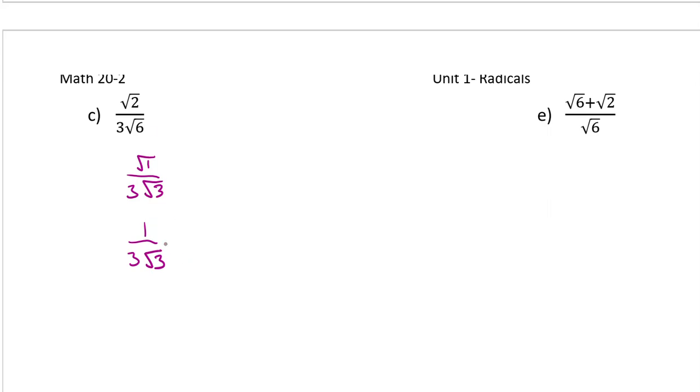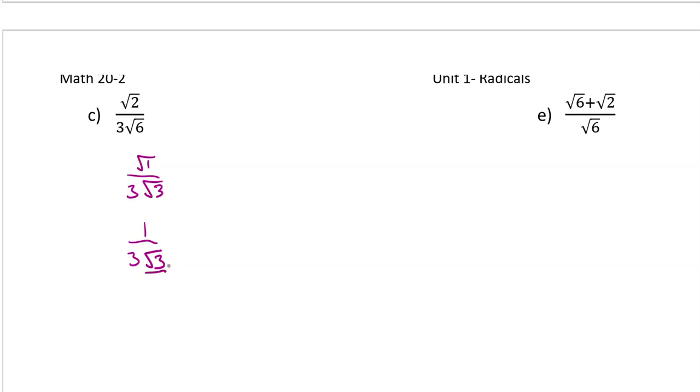I just did that so my numbers are smaller. 3 is a little nicer to work with than 6. You wouldn't even really have to do that, but it also stops me from having to cancel more when I'm done. It's not like this is more work. I did that step now instead of simplifying things later. So there are many ways to get to these. All right, so now I need to rationalize this.